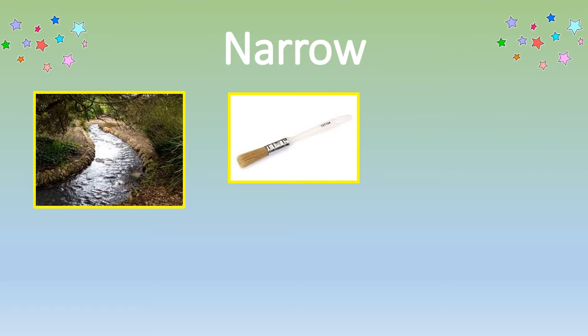Next, I found a picture of a narrow paintbrush. I know it is a narrow paintbrush because there are not as many bristles on it as the wide paintbrush that I found. So where my wide paintbrush could do lots of painting on the walls, this paintbrush would not be able to do as much because it's much smaller.